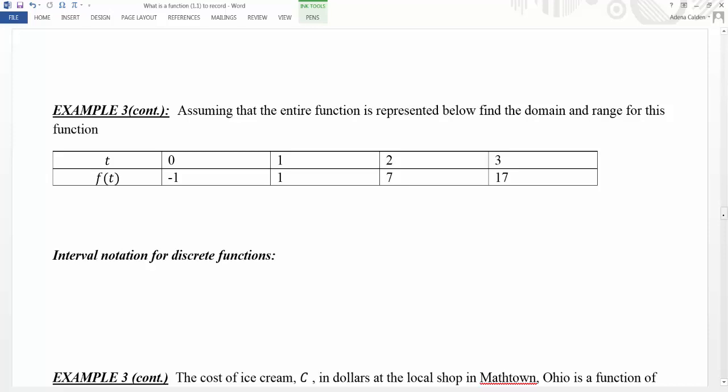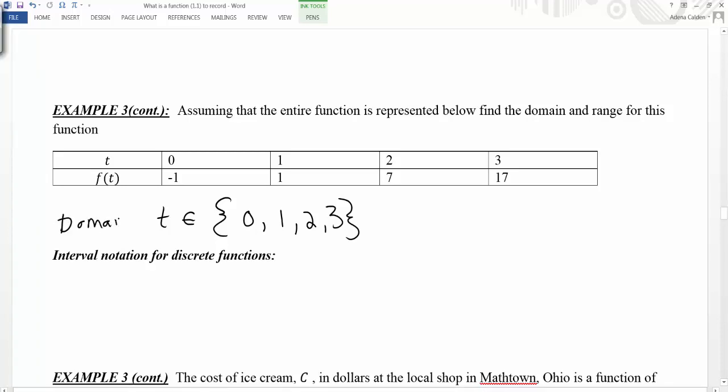So for example, here, t is going to be an element of, and now I'm going to list all the values that t can take on. So 0, 1, 2, and 3. So I'm listing the set of numbers that are available for t to take on to represent my domain.